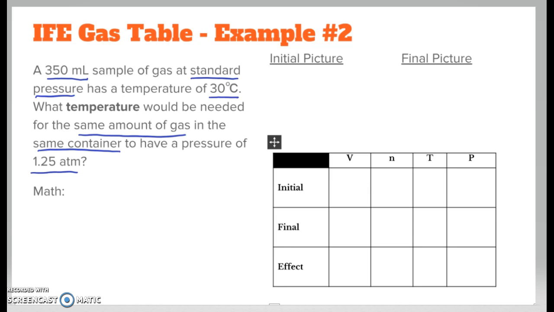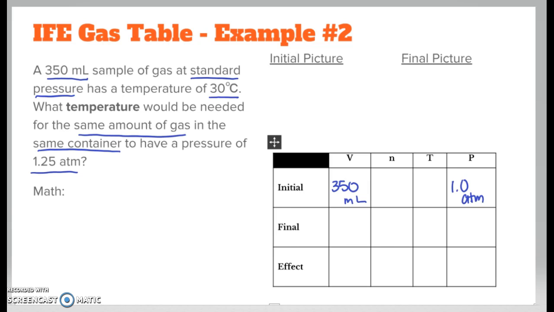So the first thing that you're going to want to do is fill in the IFE table. The IFE table gives us a space to fill in the initial and the final values for any of the changing 4 variables that we can use to describe a gas. So the first one is volume. It says 350 milliliter sample gas to start with. So we're going to write in 350 ml for volume. Then it told us standard pressure. Standard pressure, we said, was 1 atmosphere. And it has a temperature of 30 degrees Celsius.